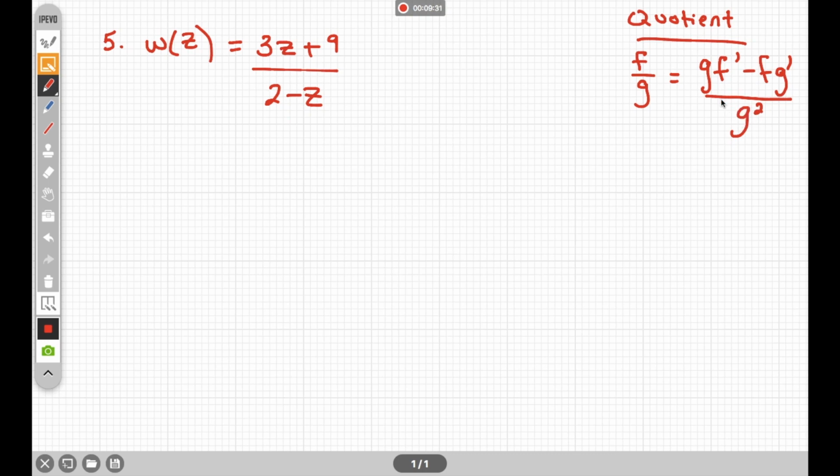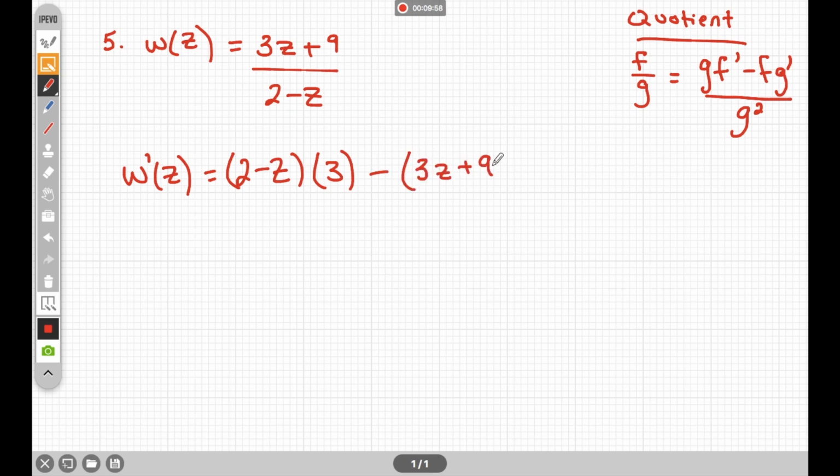Don't forget the denominator. Many people forget the denominator on the exam. So always when you're doing quotient rule, don't forget to put the denominator squared. So taking the derivative here, w prime of z is equal to down, stays the same, d up, 3z plus 9, the derivative is just 3, minus up, d down, the derivative of 2 minus z is just negative 1, all over down squared.